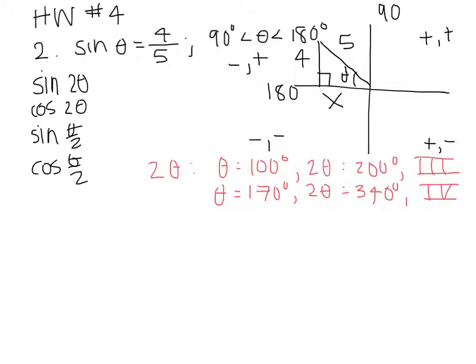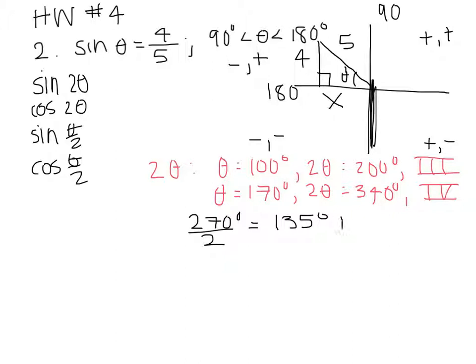So we need to be able to understand which angles will double to quadrant 3 and which angles will double to quadrant 4. And the way to do that is to think about 270. That's this angle right here, and it's the dividing line between quadrant 3 and quadrant 4. So if I divide 270 by 2, that tells me that 135 is the cutoff of my original theta value. Anything bigger than 135 is going to end up in quadrant 4. Anything smaller than 135 is going to end up in quadrant 3. So we can split it up into two cases.